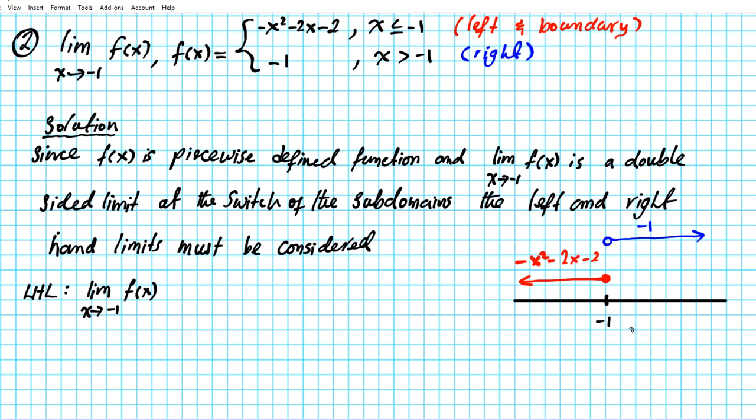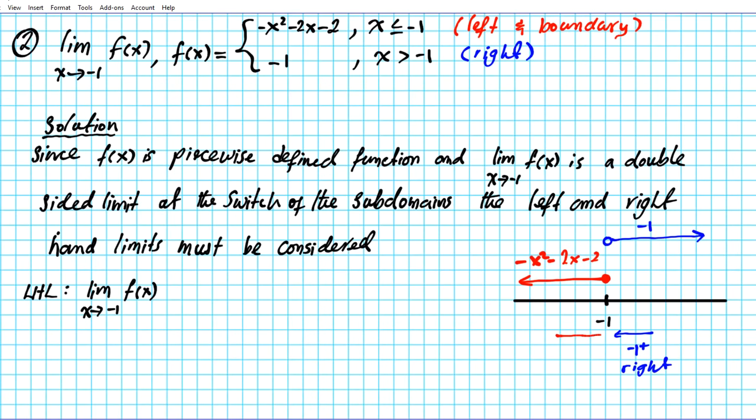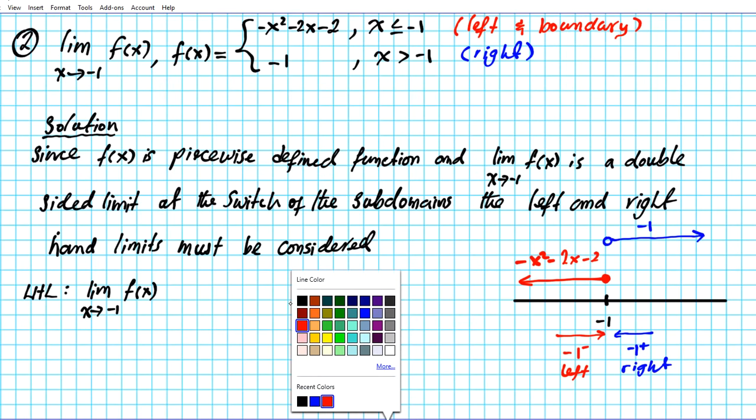Okay, so this one is when you're approaching -1 from the right. And then the red function is basically when you're approaching -1 from the left. Okay, so let's go back to the problem that we were working on.